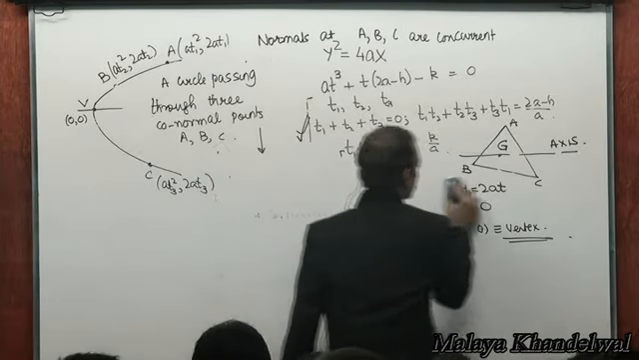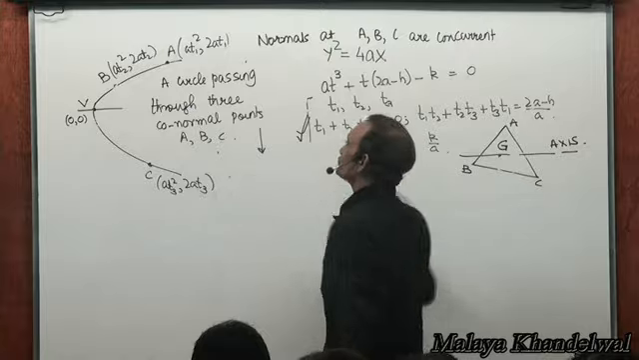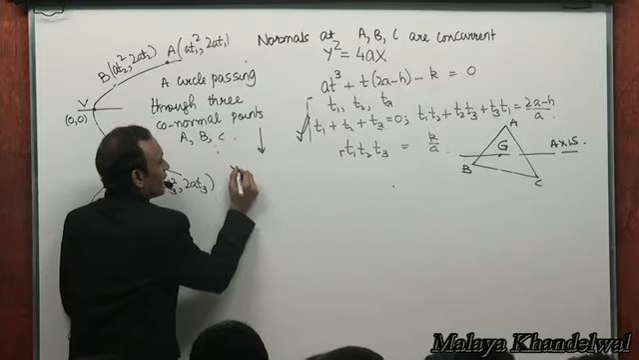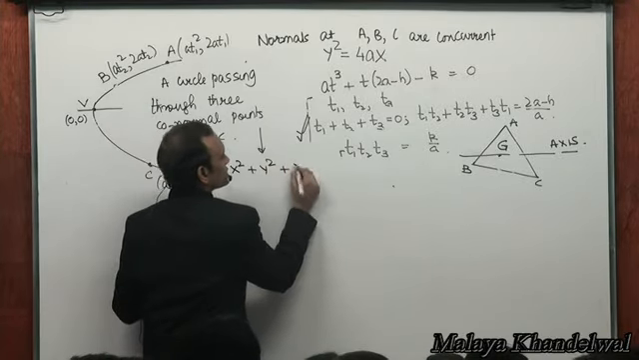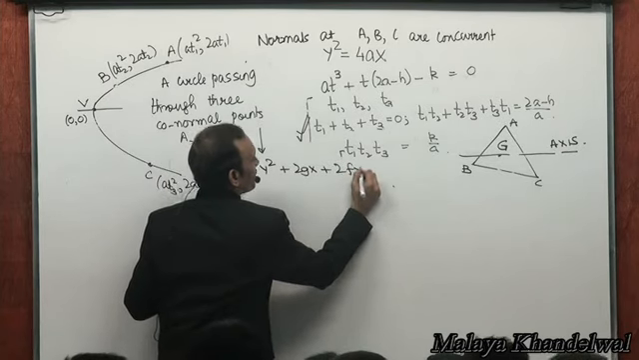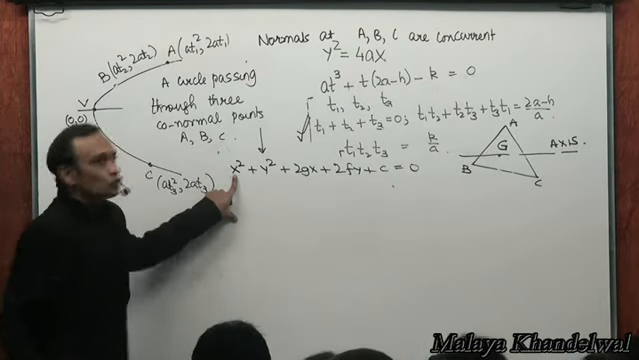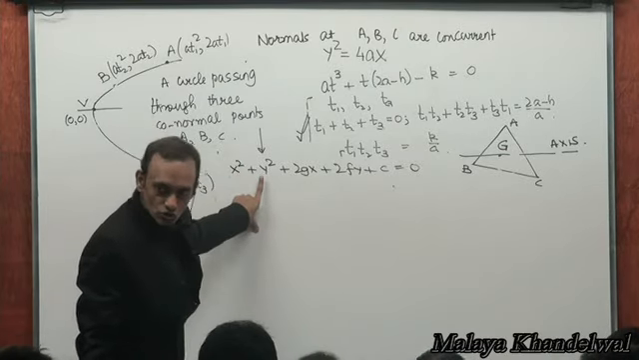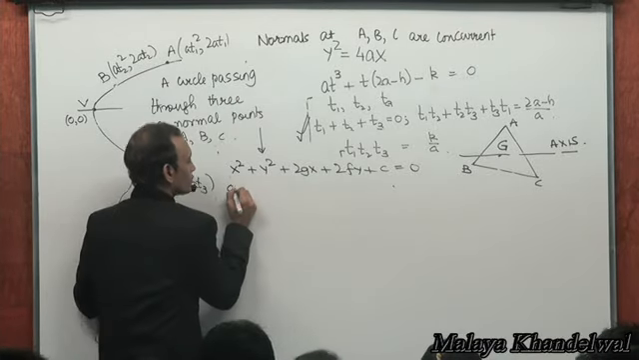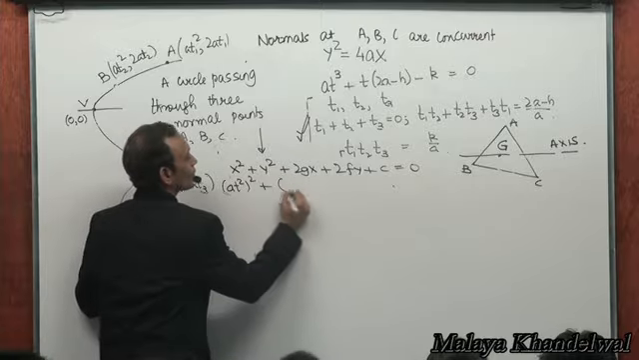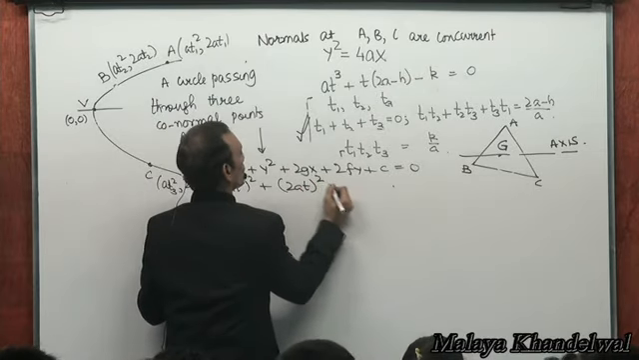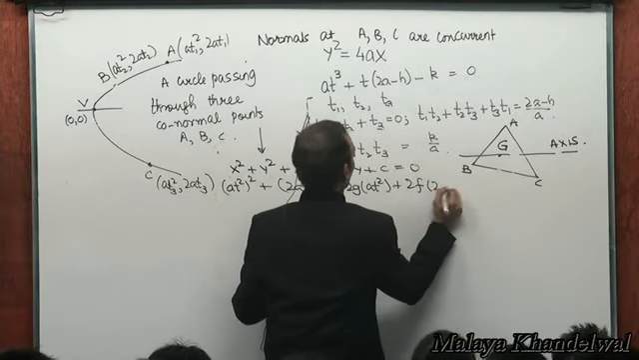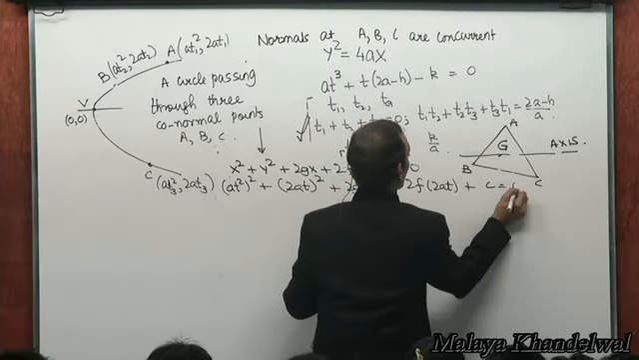In fact, just to see, this was the circle x square plus y square plus 2gx plus 2fy plus c equal to 0. To seek the intersection between the circle and the parabola, we said put x equal to at squared, y is 2at, right? Plus c is 0.